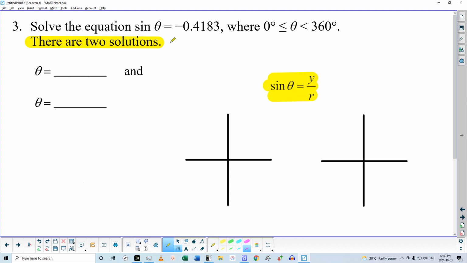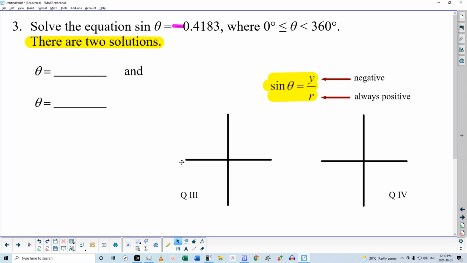And it's very important that you see this negative here. Sine of theta is a negative number. Well, the only way that sine of theta can be a negative number, since r is always positive, is if y is negative. So what we're doing at this point is figuring out that wherever the rotation angle lands, it can either be in quadrant 3, where y is negative, or quadrant 4, where y is negative. And that's going to lead us to our 2 solutions.